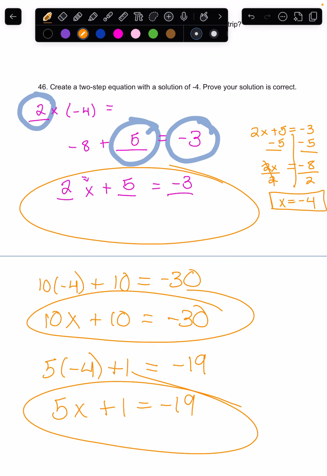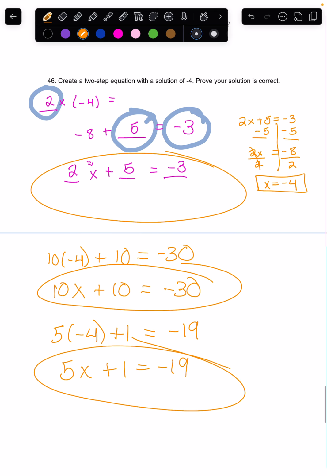So it is simpler than you think, right? Just make sure that you review the different strategies that you can use to get an equation.